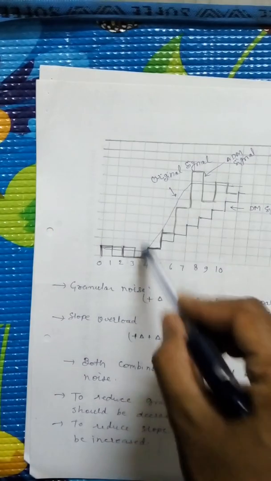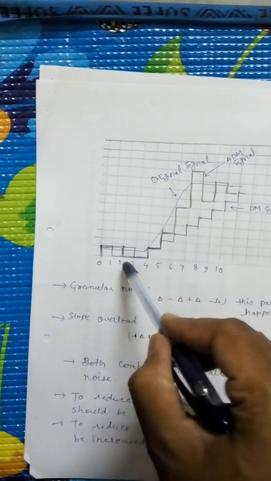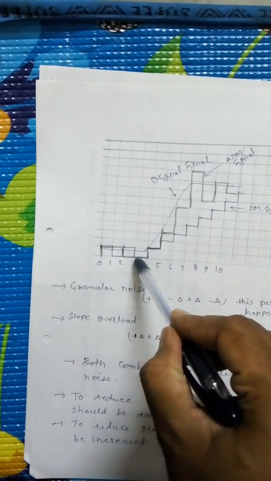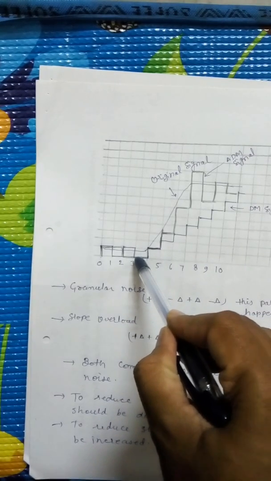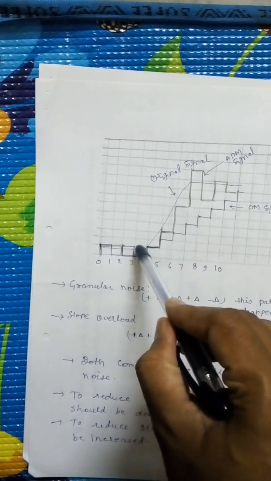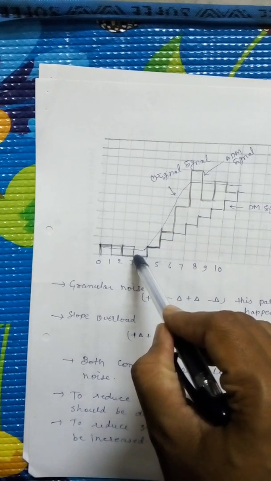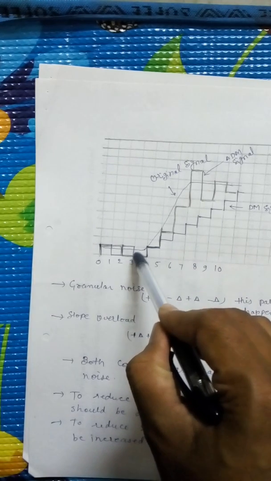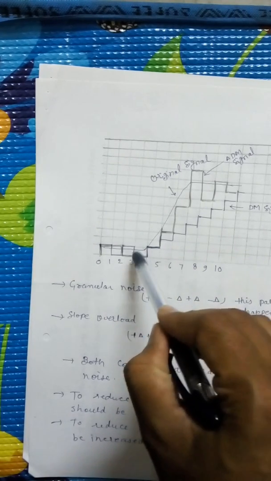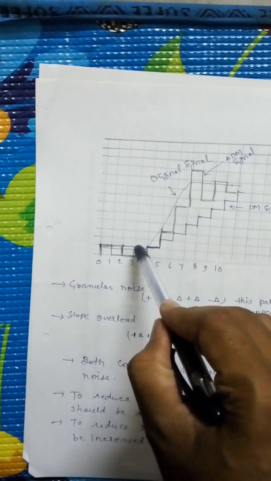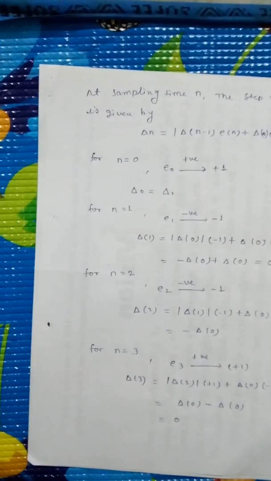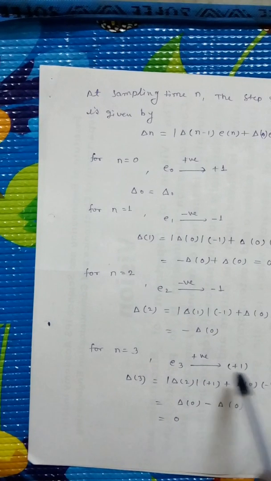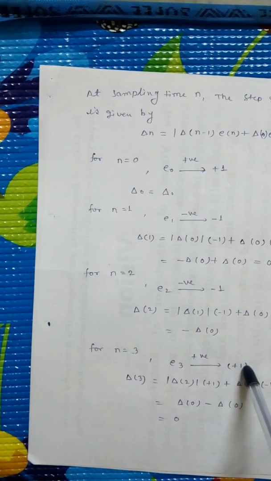So if we calculate for n equal to 3, again we compare the message signal and approximated signal. If our approximated signal's value is less than the message signal, then the error will be positive. So E3 is positive, and if the error is positive, then we transmit plus 1.